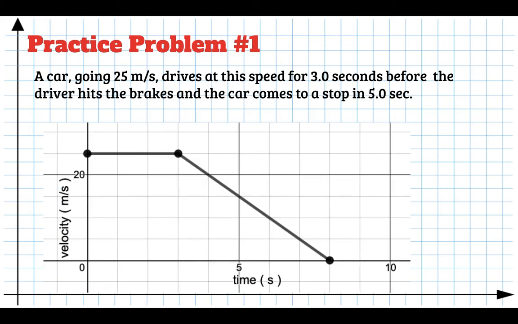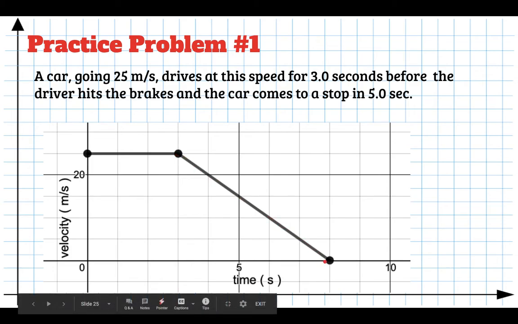Okay, so here's my solution. The driver goes 25 meters per second and continues at this speed for 3 seconds. So for 3 seconds, they continue at 25 meters per second. Then they hit the brakes and the velocity decreases all the way to 0 in 5 seconds. So we started here at 3, so we end up at 8. That's 5 seconds later. It hits 0.